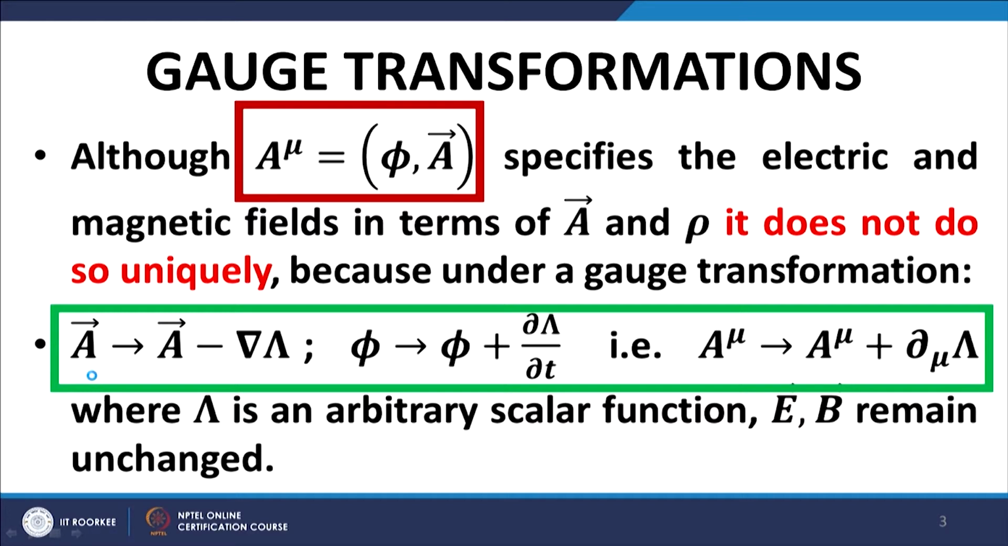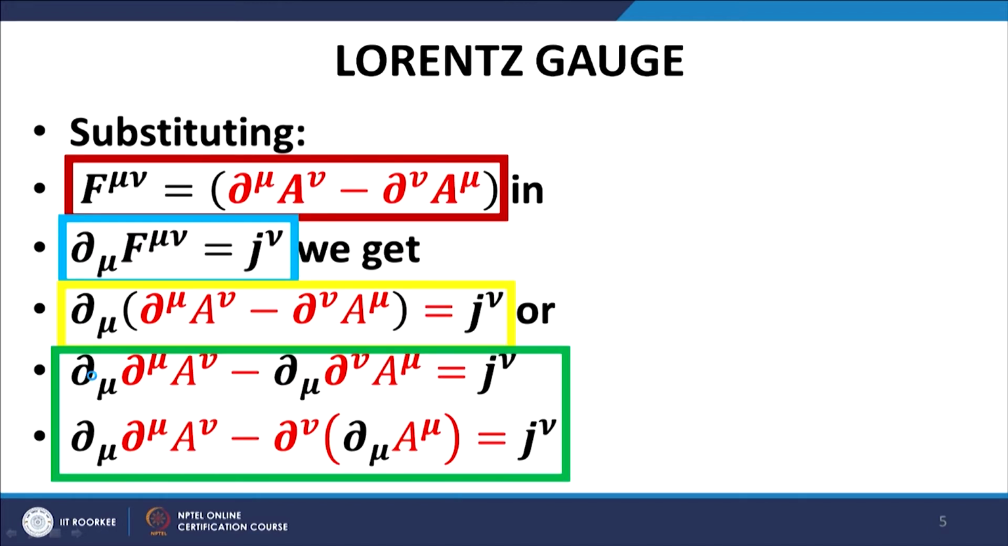So, that gives us a certain amount of leeway, or freedom, or ambiguity in the representation of the 4-vector A that we can use for representing the electric and magnetic fields. Now, to arrive at a unique representation, we need to impose certain restrictions, certain gauge requirements.